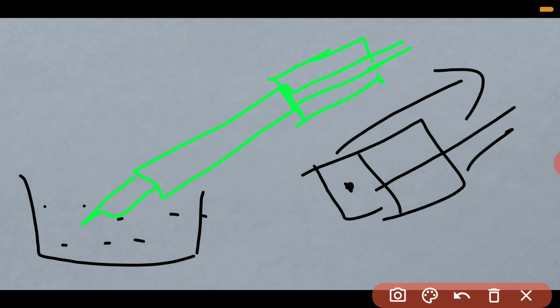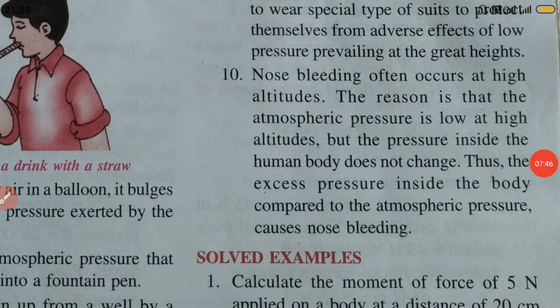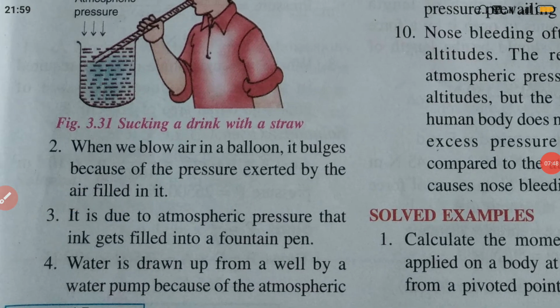As the vacant place is getting increased, the pressure here drops because there is no air. So the ink will try to go in the nib and try to fill that place, and it is just because of the atmospheric pressure. I hope you have understood this. I'll be sending a video on this.